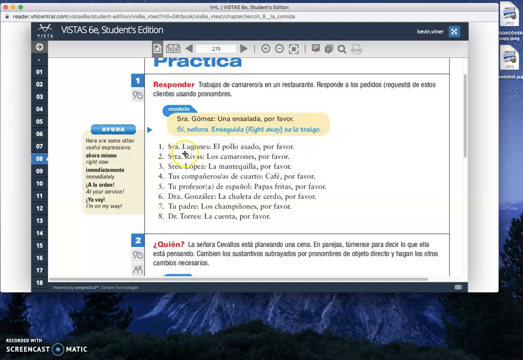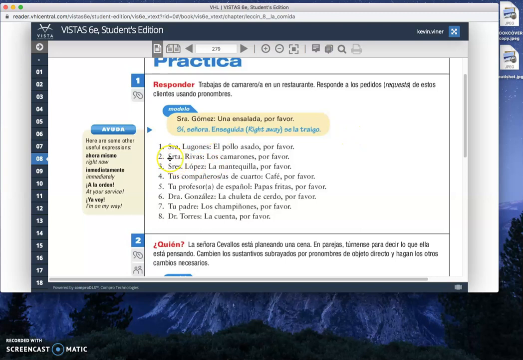Número 1. So here we have Señora Lugones, and she's asking for el pollo asado, por favor. All right, so pause it and think about it. And we're back, so we'll say, sí, señora, enseguida se lo traigo. Se lo traigo, right? So the se is referring to a usted, the lo is referring to el pollo asado, and the traigo means, I'll bring, right? Okay, muy bien.